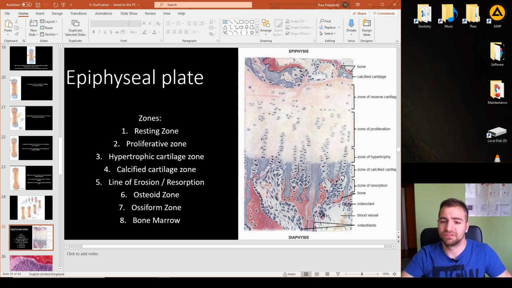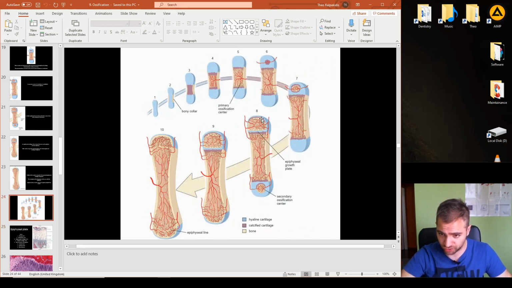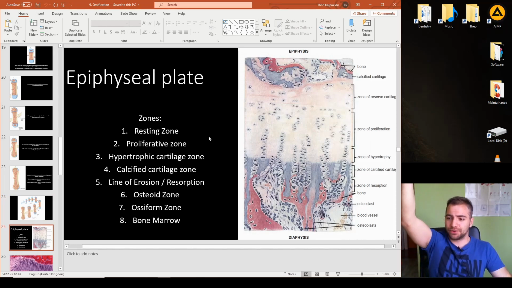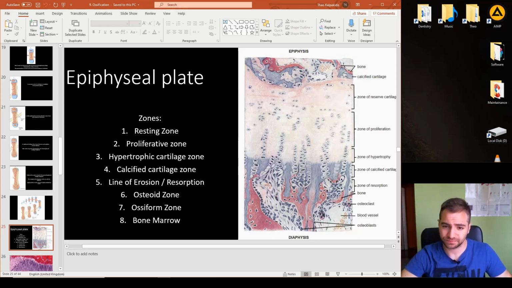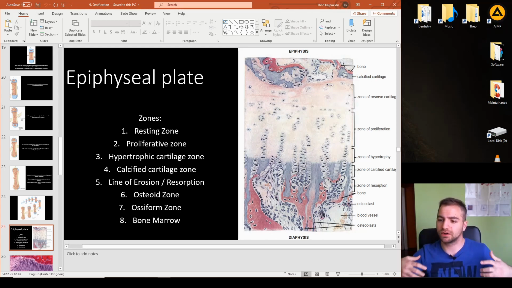So we have the resting zone, where we have inactive osteoblasts and osteocytes, in the upper part, towards the epiphysis, meaning in this location right here. We start from the superior part and go to the middle part. First we have the resting zone, then the proliferative zone, the hypertrophic cartilage zone, the calcified zone, and then the 5th, which some call the zone of ossification; some make the distinction of line of erosion, osteoid and ossiform. Doesn't matter, we'll discuss them both. So let's start describing each and every one of them in detail.